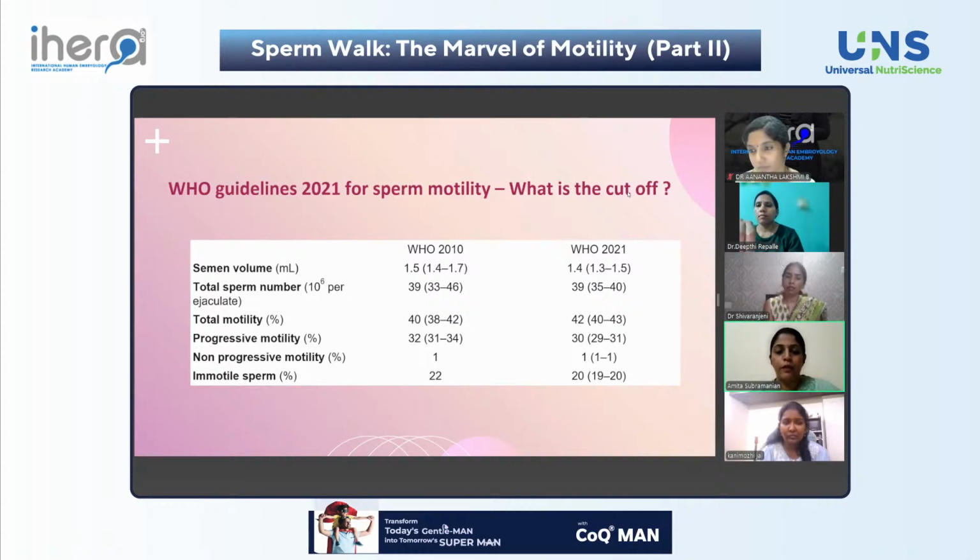So you prefer your total progressive motility more than your total motile sperm count, is it? Only we are considering progressive motility to go for IUI. Okay. Ma'am, you can take it.